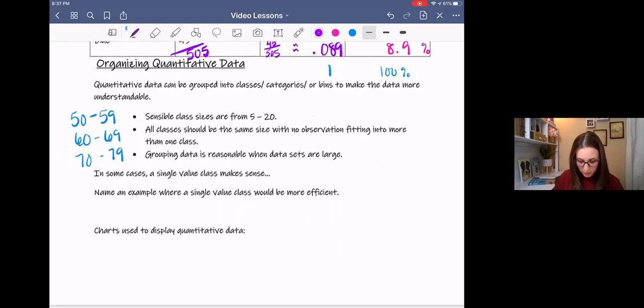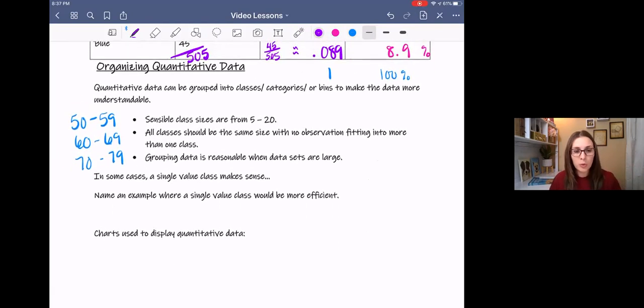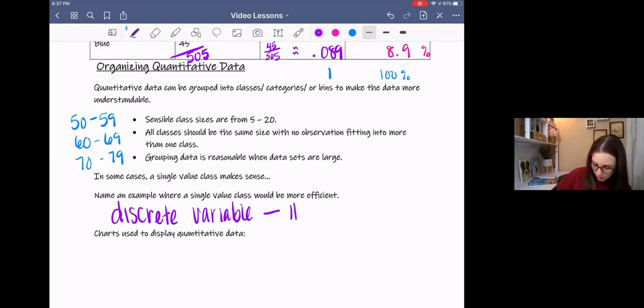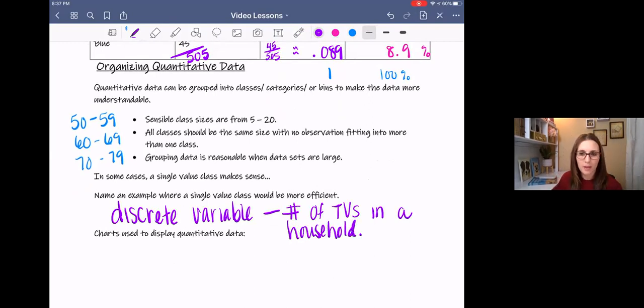Okay, in some cases, a single value class makes sense. An example where a single value class would be more efficient is a discrete variable, like number of TVs in a household. That's going to be like 1, 2, 3, 4, whatever. So you don't really need to do class sizes on something like that. If you were doing grades or ages or heights, maybe a continuous variable, then the classes make sense.